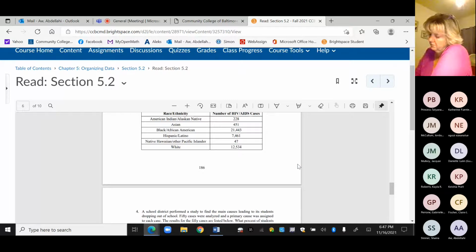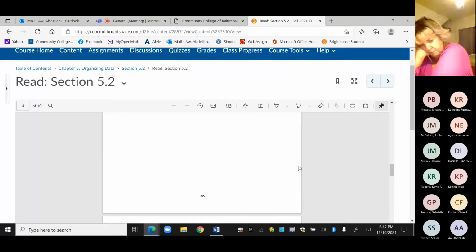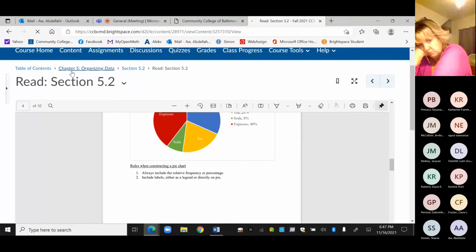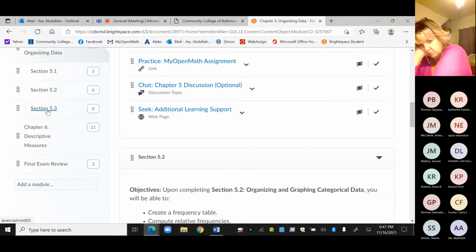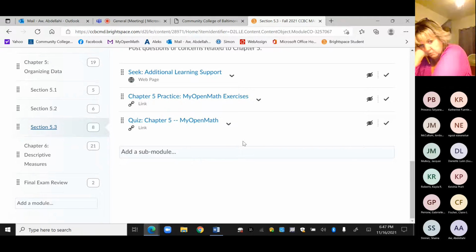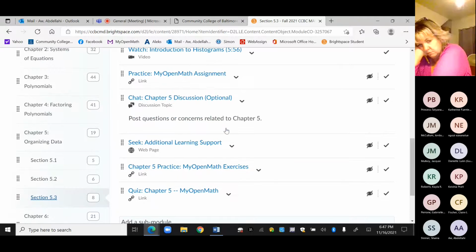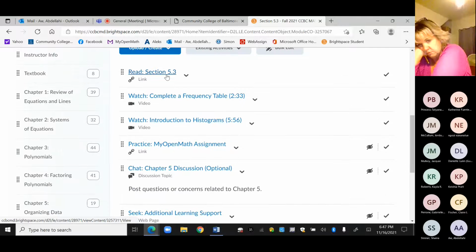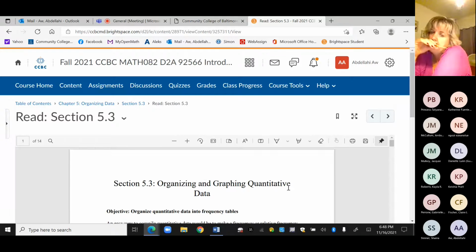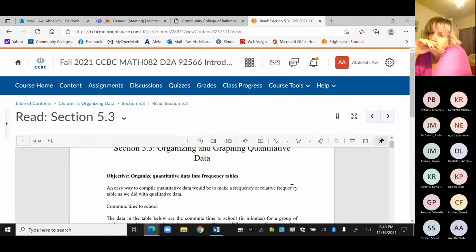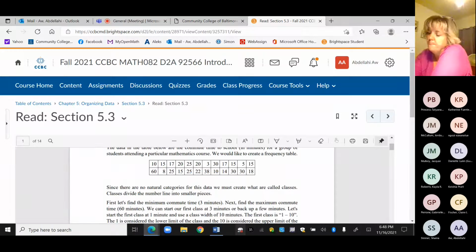So we're gonna take a break, and when we come back from the break, we're gonna do section 5.3. I told you these sections are very, very short. In some of the textbooks they are just one section; we don't even divide them. Section 5.3 is organizing and graphing quantitative data. Now it's not qualitative, it's quantitative data. When you come back, we're gonna do that. Okay, let's take about a 10 minute break, everybody.